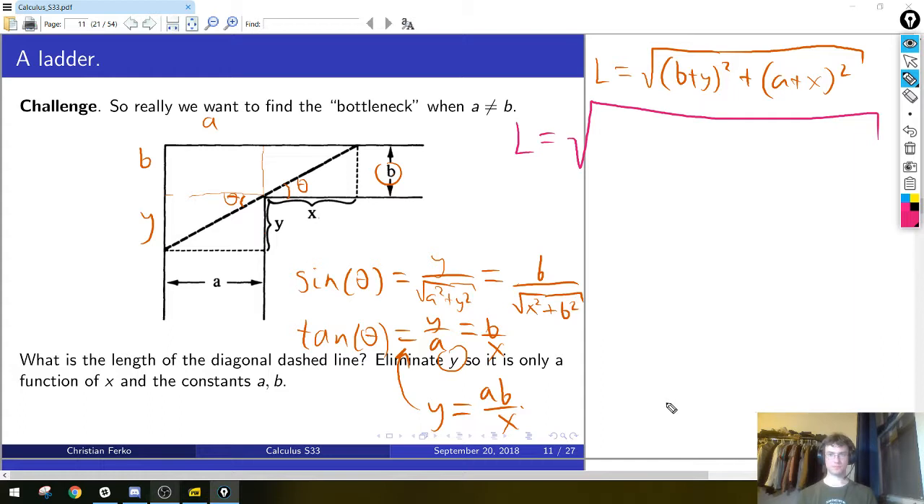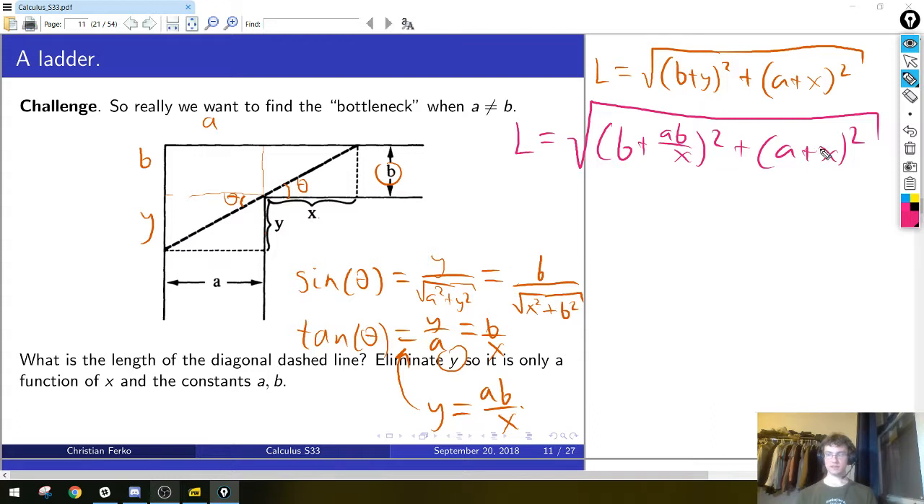Oh, I see what you're doing here. So you just want me to insert AB over X into our prior equation. Right, so let's get rid of y, basically. So this is B plus AB over X, squared, plus A plus X, squared. Okay, good. So this is the total length along the hypotenuse.